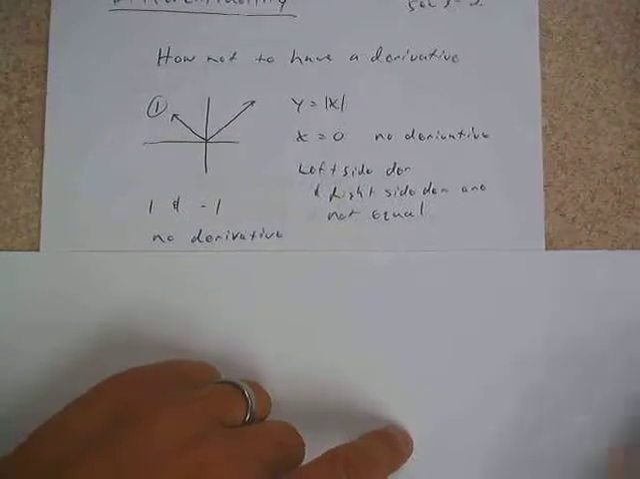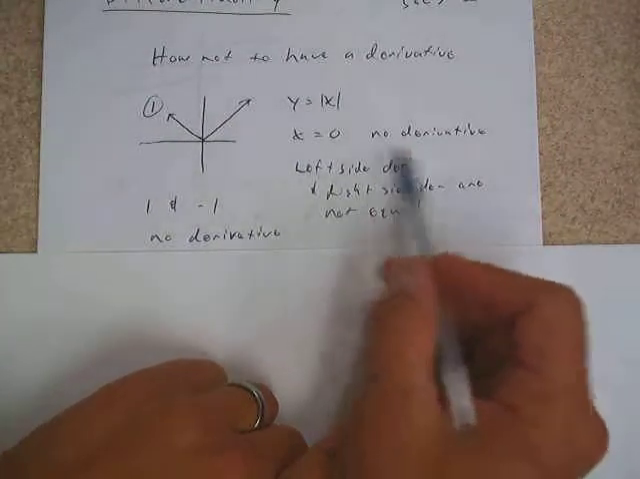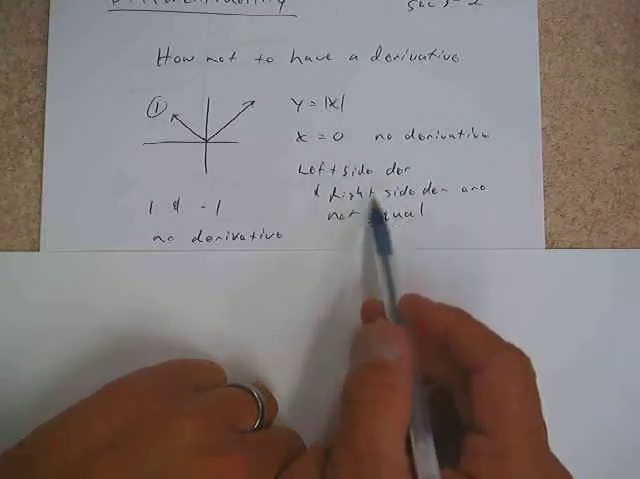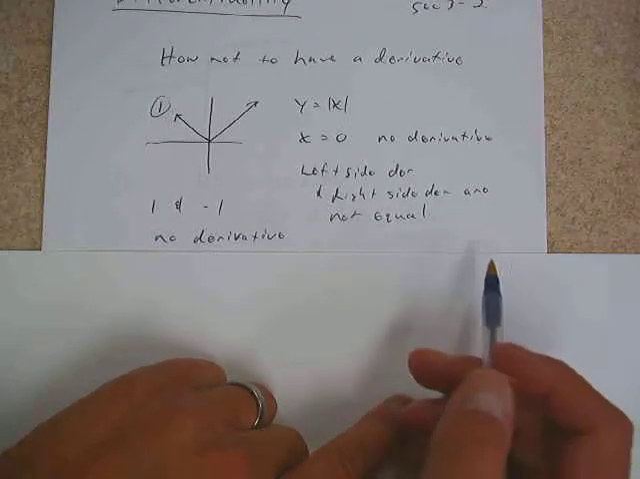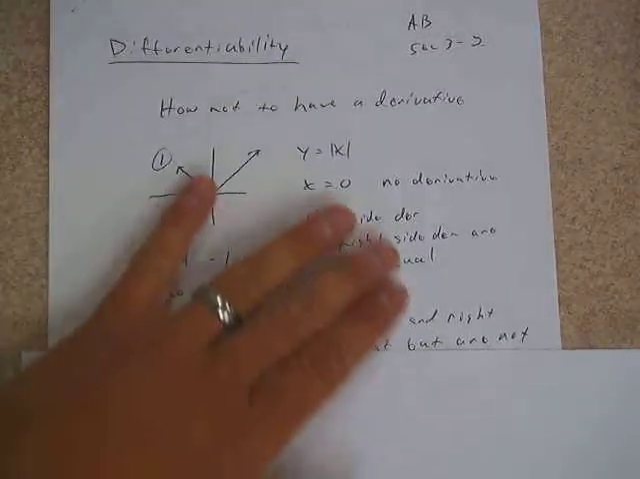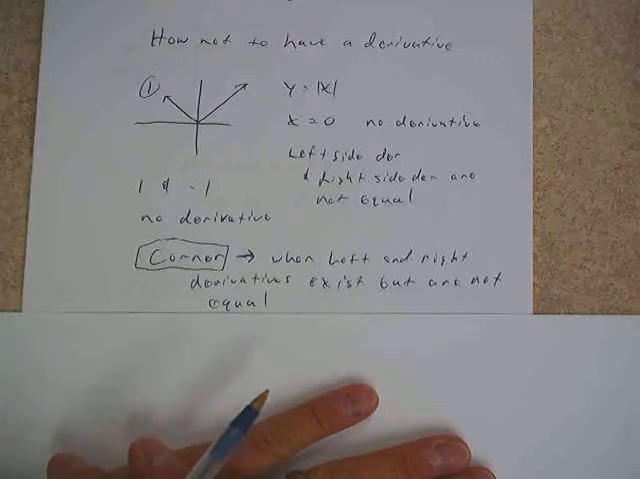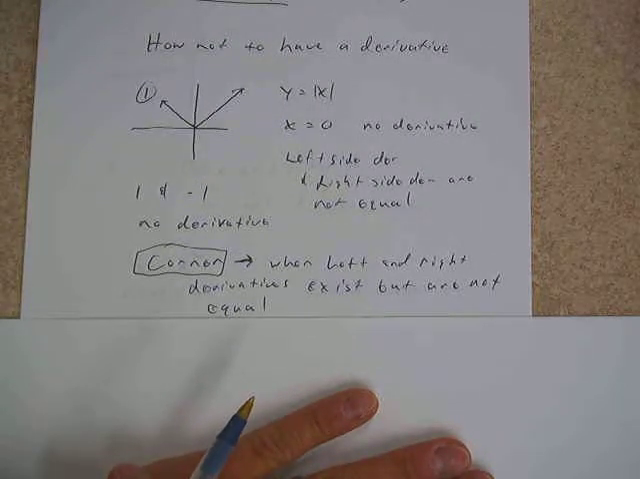So at 0, since those slopes where they come together are not the same, we say there is no derivative at that point. So again, the left side derivative and the right side derivative are not equal. One's 1, one's -1. So, like I said, we define that situation as a corner. When the left and right derivatives exist, but are not equal. So even though we're continuous at that point, there's no derivative there because the left and right hand derivatives are not equal to each other. And again, we call that a corner.